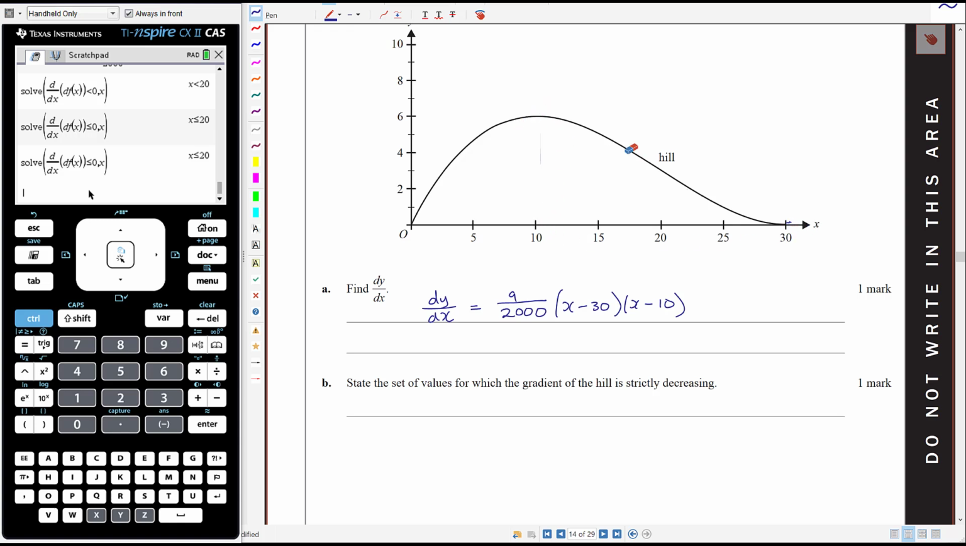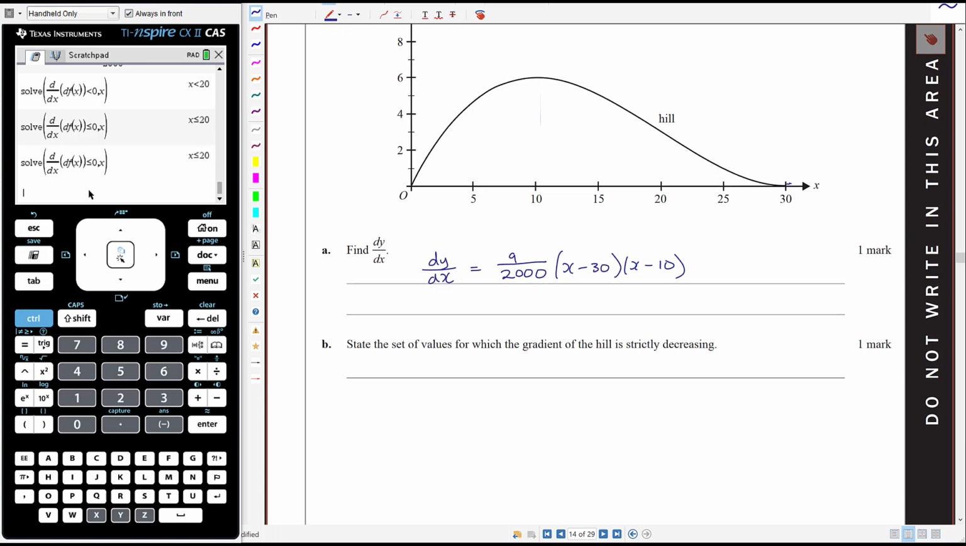The hill is strictly decreasing. The gradient of the hill will be strictly decreasing where x is less than or equal to 20. Okay, so that is when x is an element of negative infinity to 20. Obviously, we can't include negative infinity, but 20 needs to be included because of the strictly decreasing.